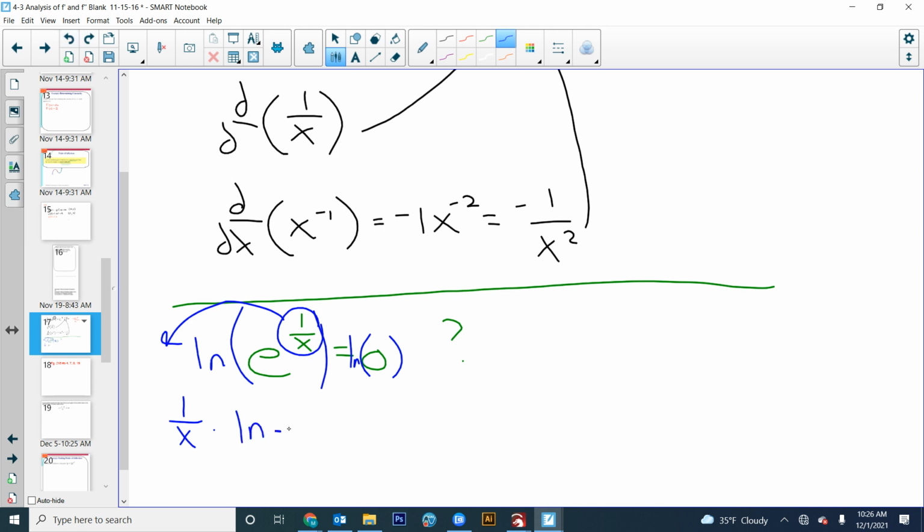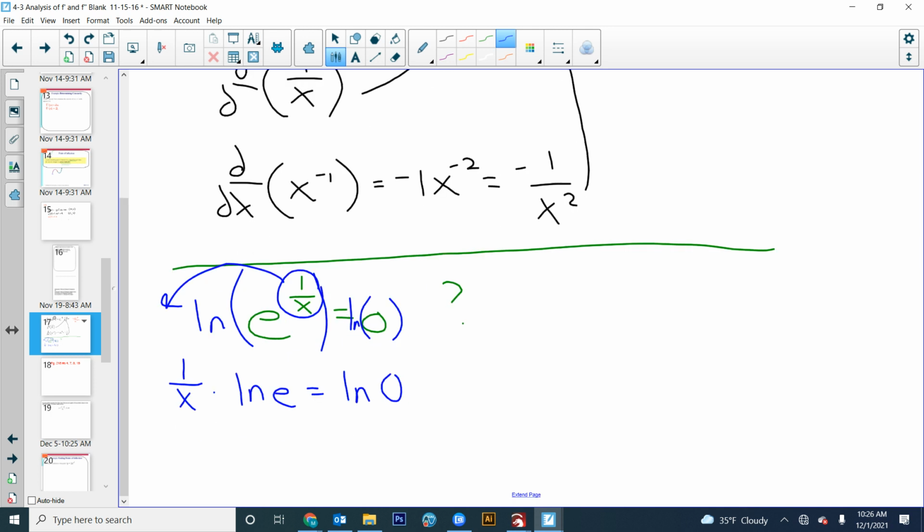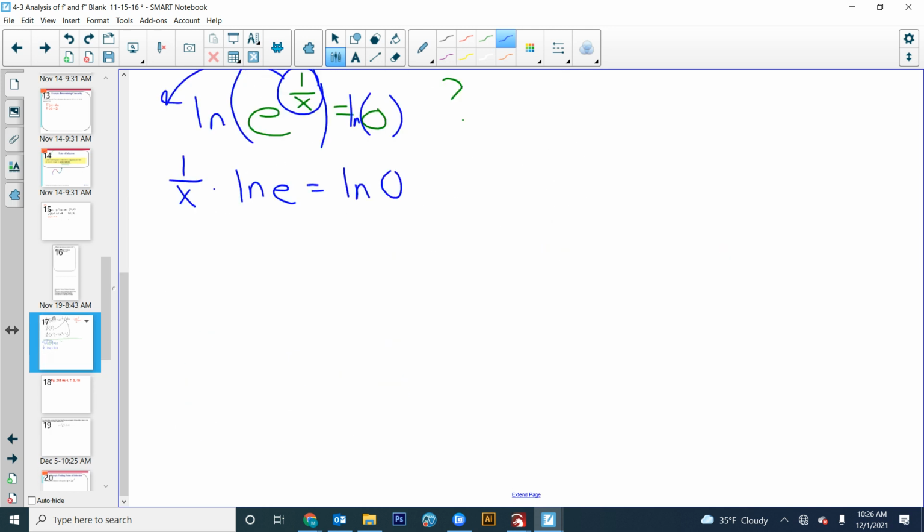So we get 1 over x times ln e equals ln of 0. Correct? What's ln of e? E to what is e? 1. So 1 over x equals ln of 0.